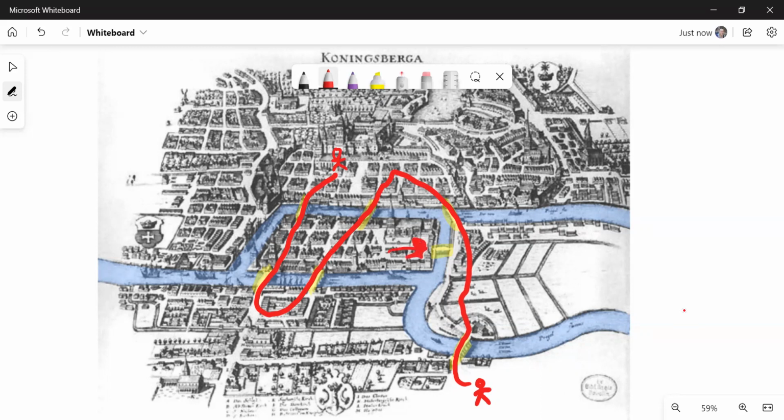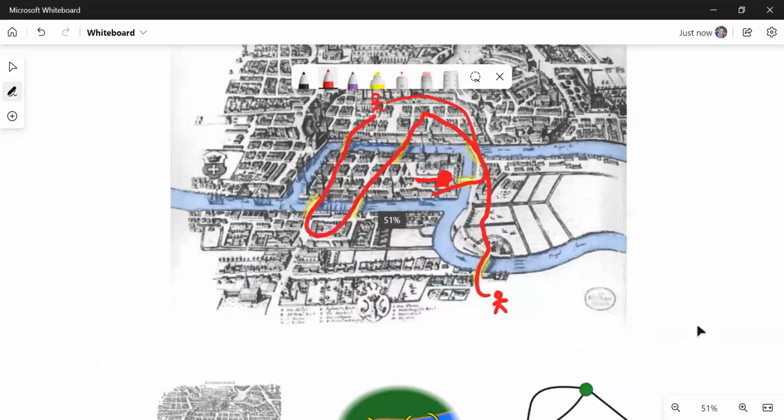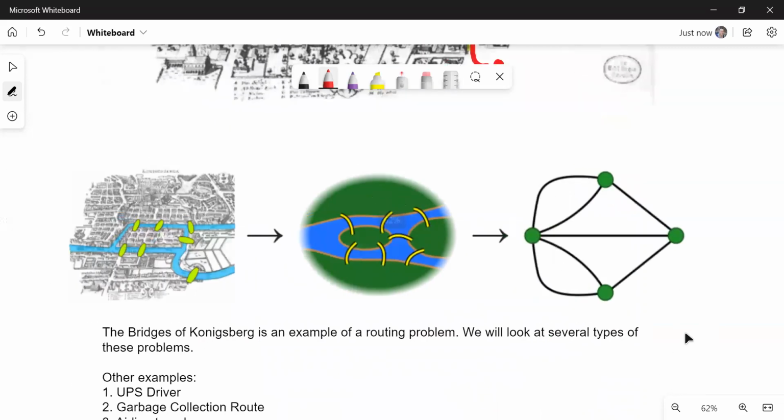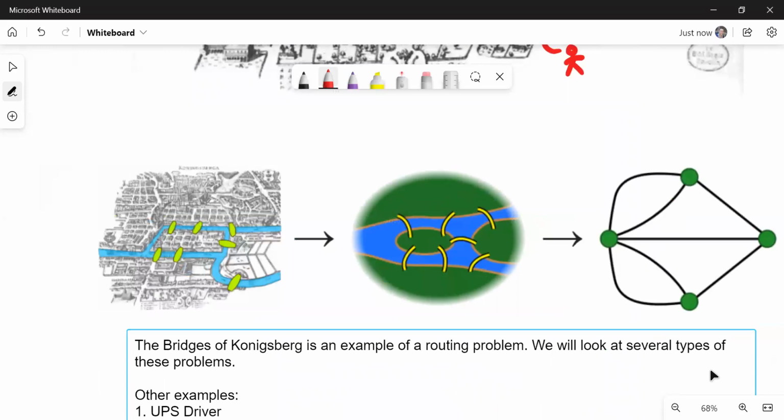Now, unfortunately, there's no way to get there from where the man's at without crossing one of the bridges twice. For example, he could go back over this bridge and through, but then that would break the riddle, which is you don't want to cross a bridge twice. So Euler was fascinated by this problem and tried to solve it. And he solved it by realizing that there was no solution. But what came out of this was a very fascinating facet of mathematics.